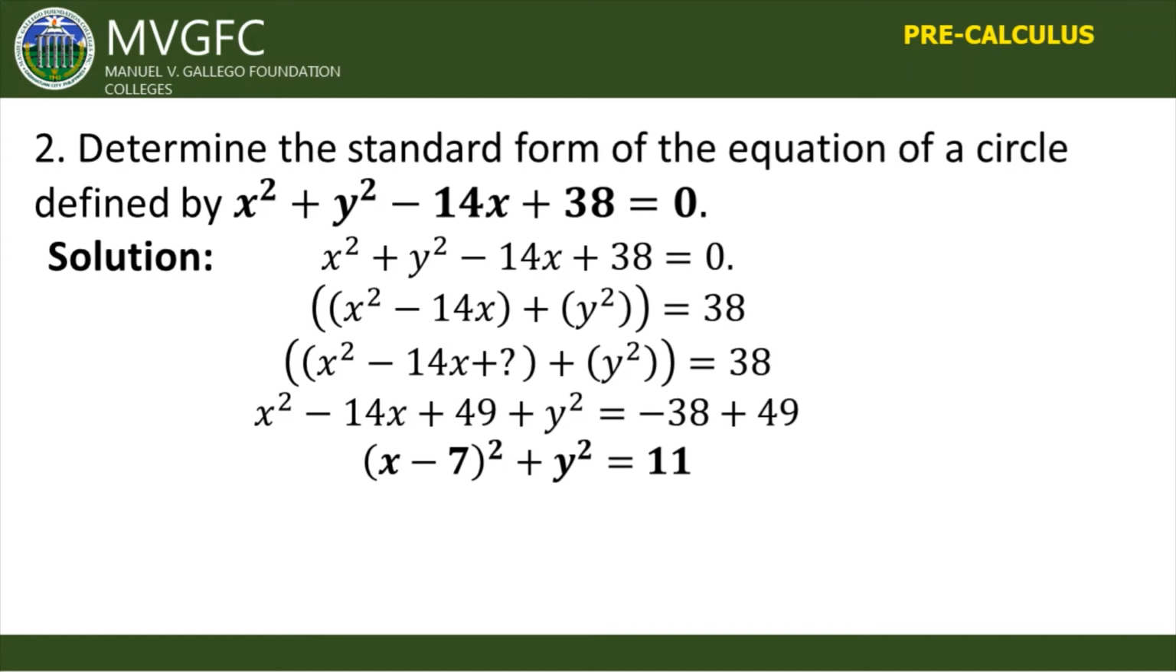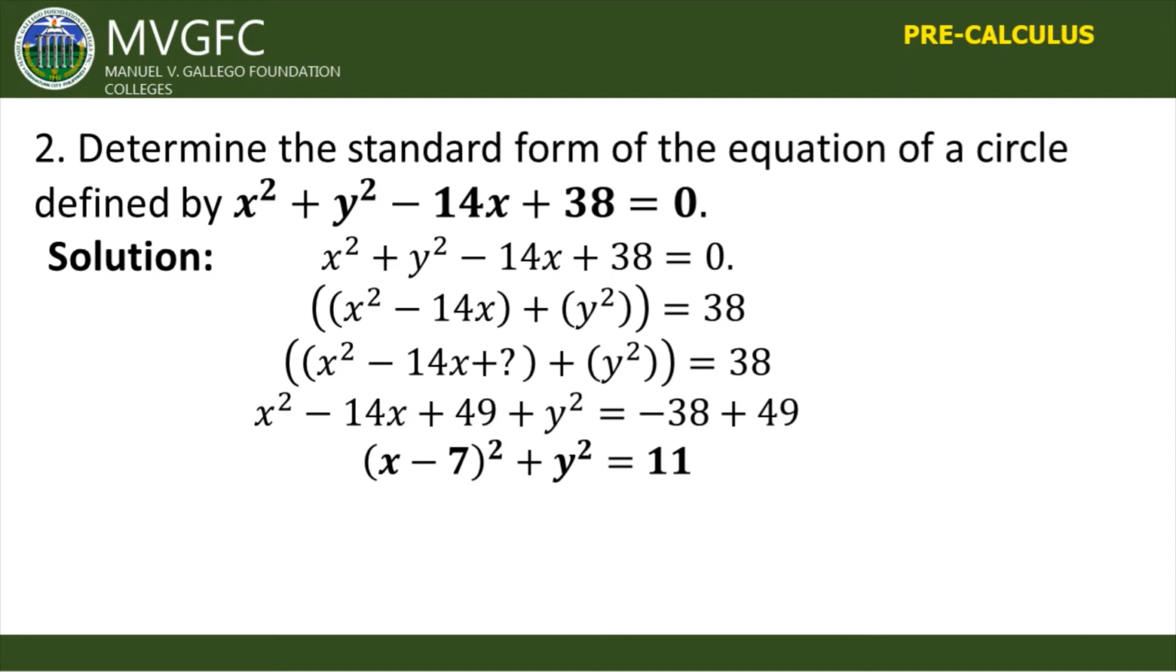So once again, following the steps that I gave you earlier, we have this one. First is to transpose the constant term. Please beware of my mistake. That is negative 38. Okay, so for the second and third equation, that is negative 38. Now we group all the x and all the y. So we have x squared minus 14x, the first group, and for the second group, that is only y squared, since there's no other y in the equation.